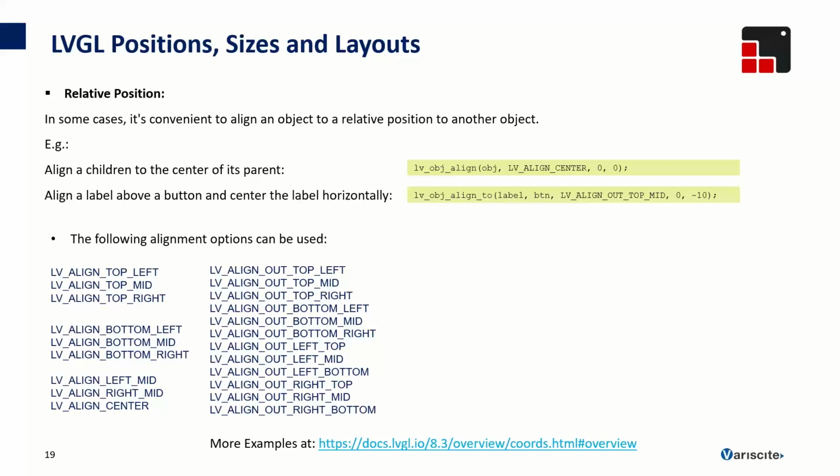When you align to the label, the button object will be aligned to the button label. In this example, we say align the button object to the label, putting it in the top mid area. So this will align these two objects relatively. But also you can specify an X and a Y offset. So in this case, we have 0 X offset and -10 as Y offset.